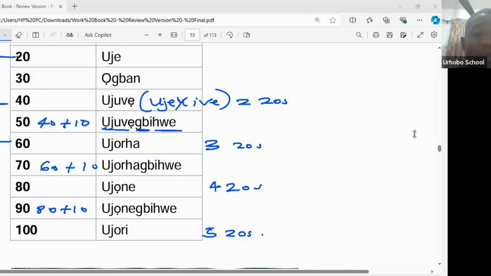Go ahead. Don't be mindful. Don't bother that this thing is too mathful. That is how it is said. So Ujuve Bikwe is 50. Now count from 50 to 60. Let's hear it.